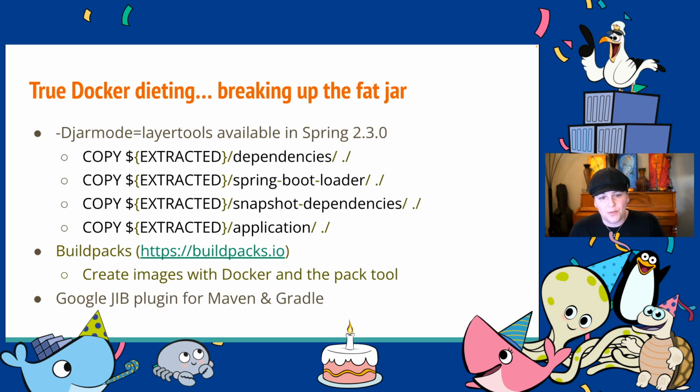Another option worth speaking to is the Jib plugin for Maven and Gradle. Jib actually skips the entire process of writing a Dockerfile altogether. It automatically determines the most efficient layering scheme based on your application organization, and then skips directly to creating an image. So worth taking a look at.